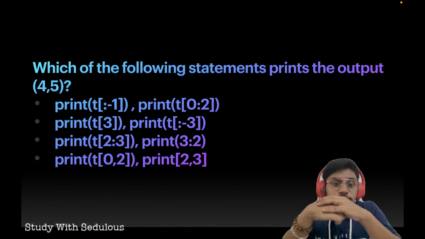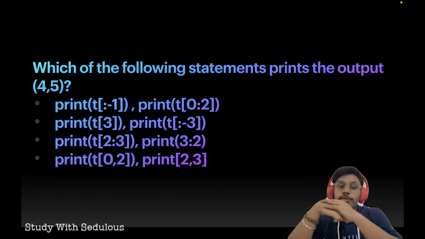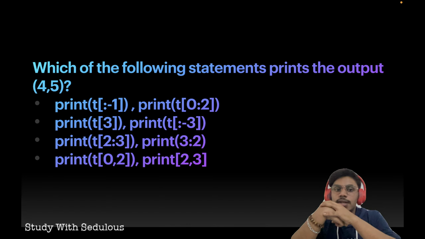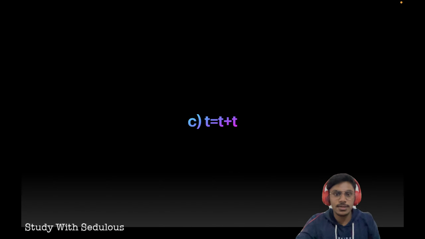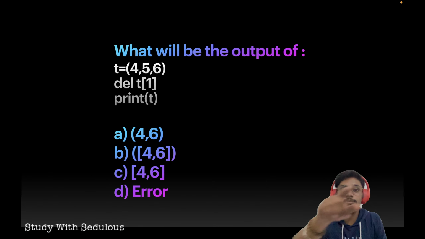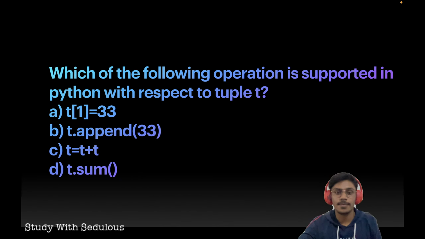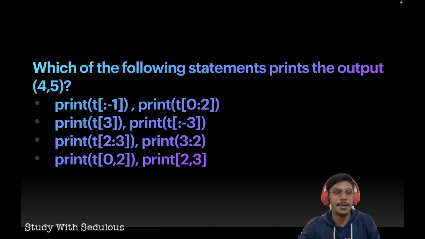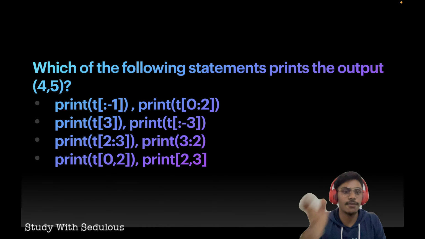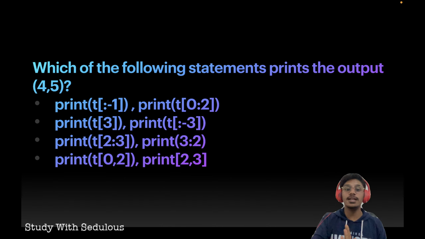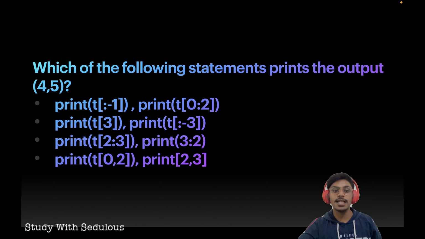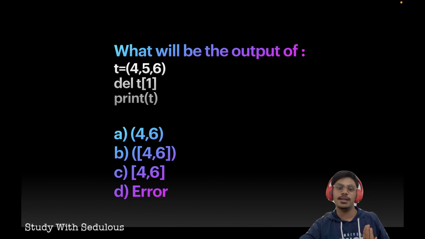Okay. Which of the following statements prints the output 4, 5? Okay, maybe we have missed out some question. From this only, the question is asked. Printing out from start to -1. -1 indexing is for the last element. So from the first to the last element, but minus the last element. That is, 4 will be printed, 5 will be printed, 6 won't be printed.